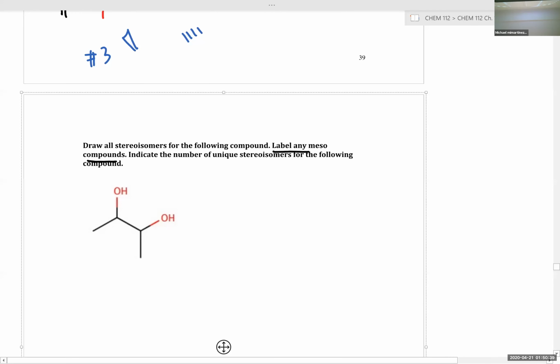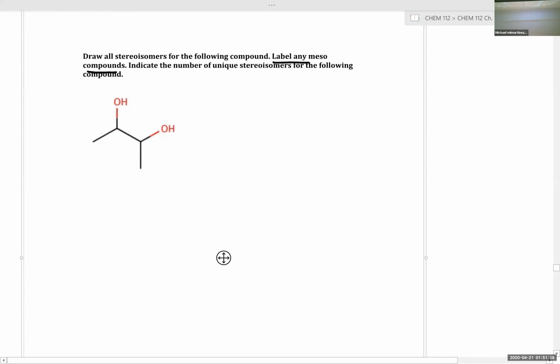And don't be shy to message in the chat the proposed total number of stereoisomers that are unique. Would anyone like to propose in chat the number of unique stereoisomers that we can draw for this compound? I see a lot of people typing 3, so let's go through that and discuss.